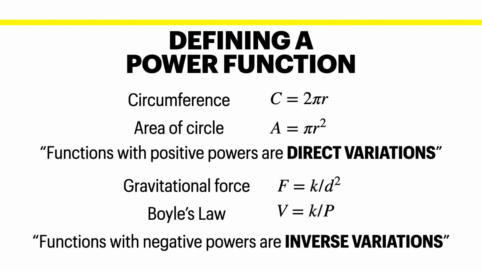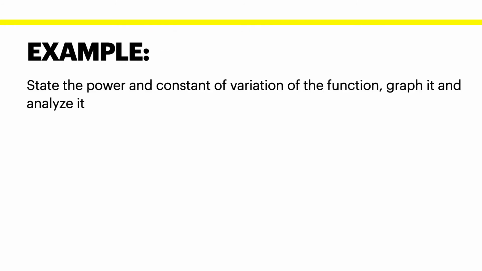Let's go for an example. State the power and constant of variation of the function, graph it, and analyze it. We have two equations. f of x is equal to the cube root of x, and g of x is equal to 1 over x squared. Okay, let's focus on the cube root of x first.